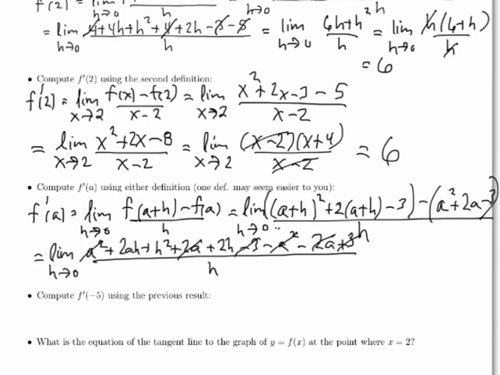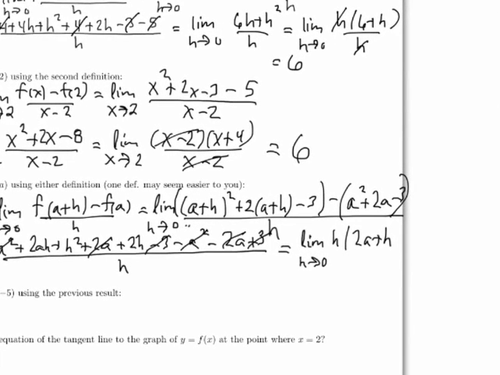Notice also here that I have 2ah plus 2h. We'll just leave it like that. I'm going to factor out the h from those three remaining terms. So we get h times 2a plus h plus 2, divided by h. Cancel the h's, and now by direct substitution I can plug in h equals 0 and I get 2a plus 2.